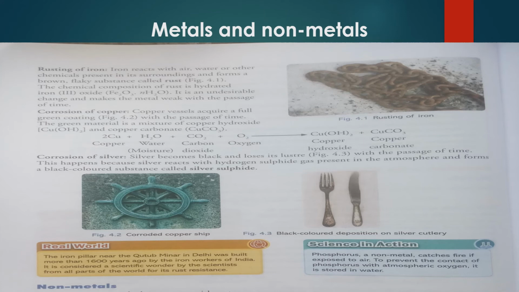This is the rust. This corrosion not only takes place with iron, apart from iron, some other metals also corrode, for example copper and silver. If you see a copper vessel, after a few days of using, it becomes green in color. That means one green coating forms with the passage of time around the surface of the copper.